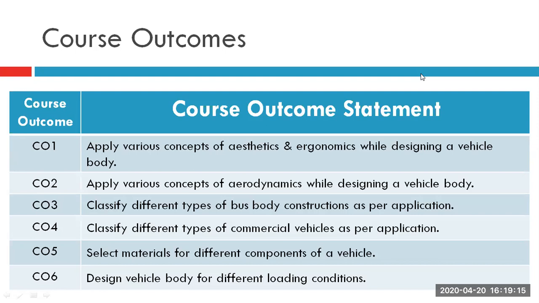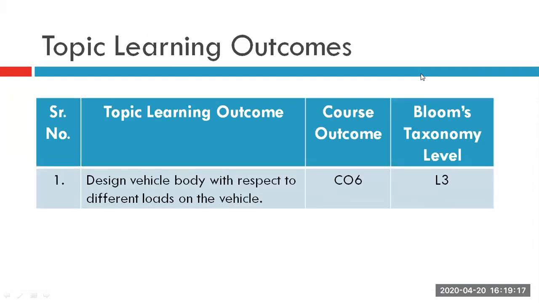Moving on, what is the topic learning outcome? So you have got one simple topic learning outcome for module number 6, which is to design vehicle body with respect to different loads on the vehicle. So as we already discussed, we are addressing course outcome 6 using this topic learning outcome, and the Bloom's taxonomy level is level 3.